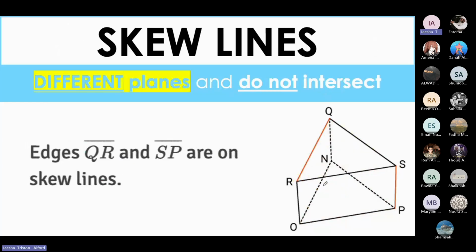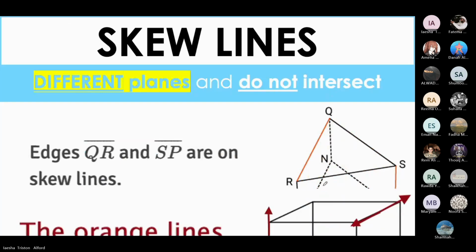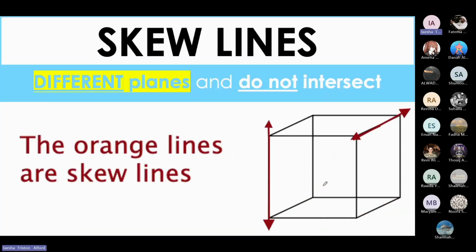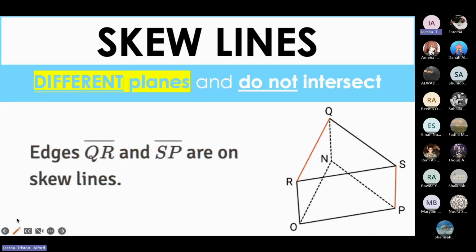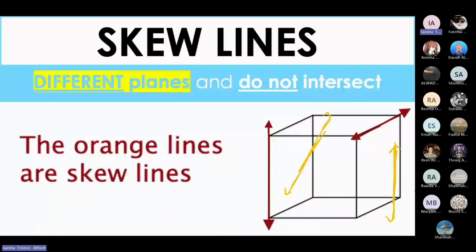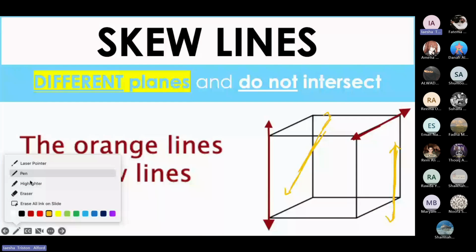Skew, remember skew should be in a different plane. And remember they cannot touch as well. So the orange lines here are skew. And we did practice about this one in class. Okay, so skew is just the vocab. This one, another one, the orange lines are skew. They are in different planes and do not touch.